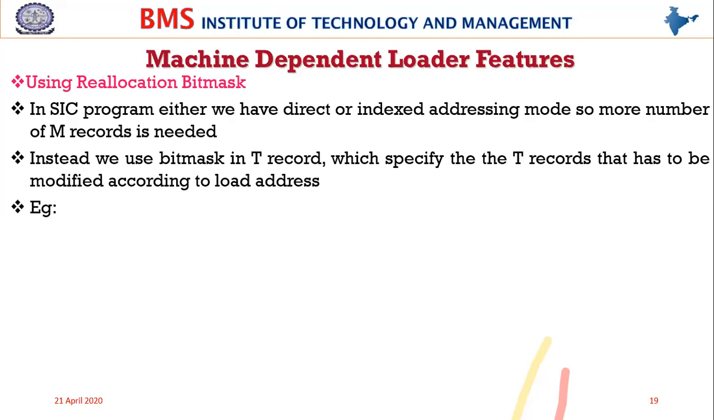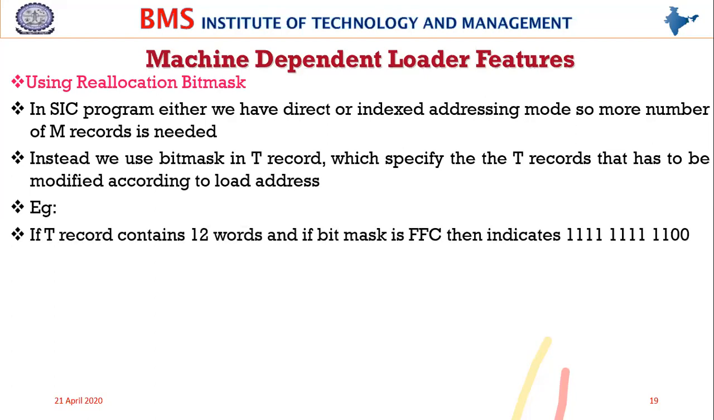We can understand that. Proceeding further. Let me think: an entire text record contains 12 words, meaning 12 object codes you have written. 12 words means 12 into 24 bits, and each instruction in your SIC is 24 bits. So 12 instructions are written in a single text record. And the bit mask, which is usually the first word of your text record, will specify the bit mask.